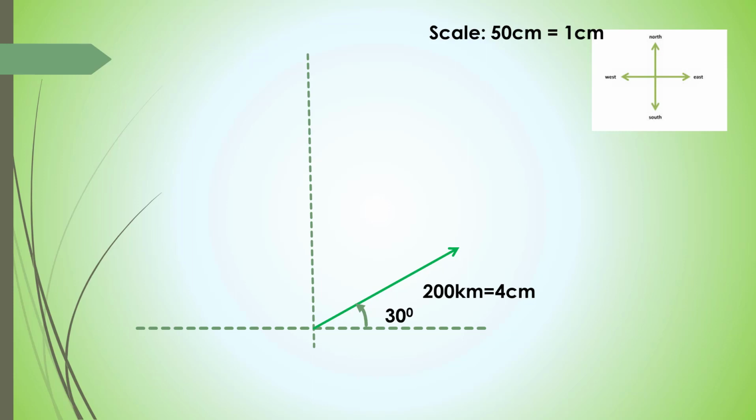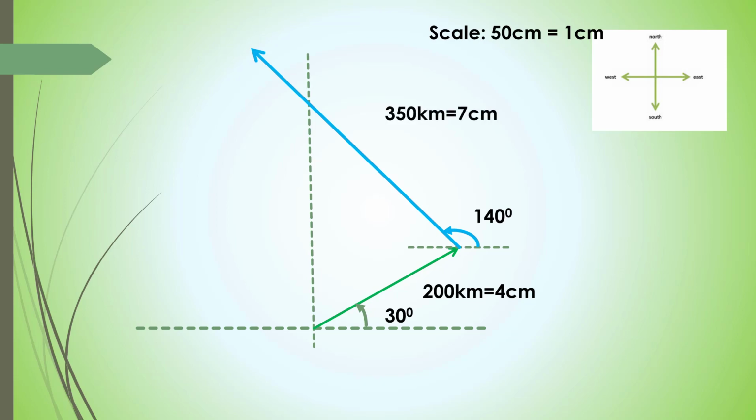We are drawing the figure according to the given data. The direction is 30 degrees north of east, and its magnitude is 200 kilometers, which is 4 centimeters. Then secondly, it changes its direction and travels 350 kilometers at an angle of 140 degrees. Now we draw the angle of 140 degrees, and its magnitude is 350 kilometers, equal to 7 centimeters. You can name these points A, B and C. Here you can see we have drawn all the given displacements.